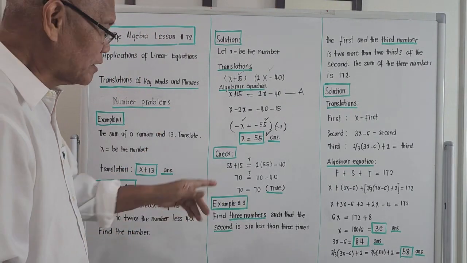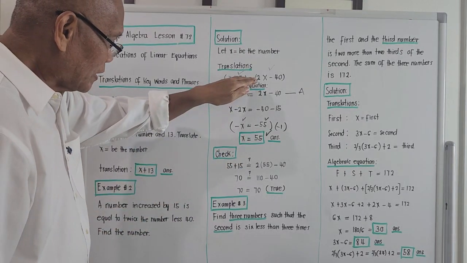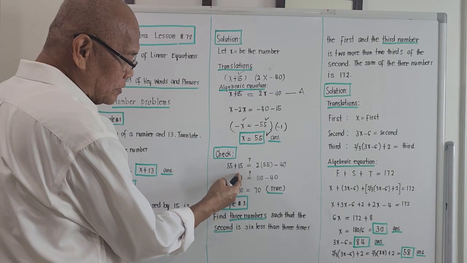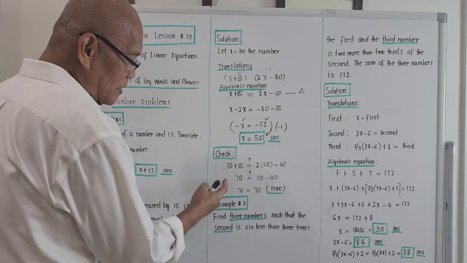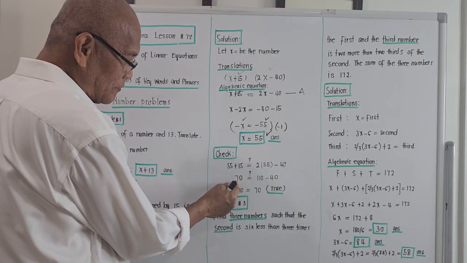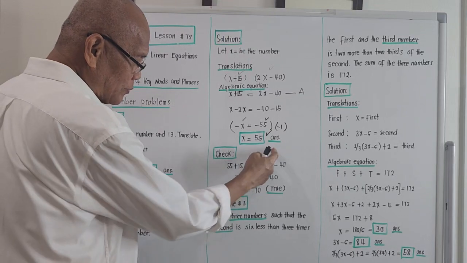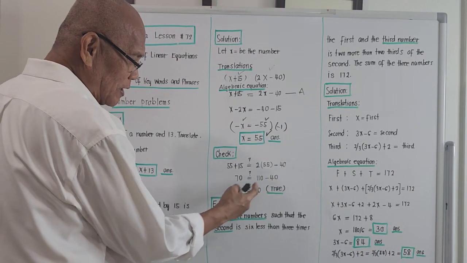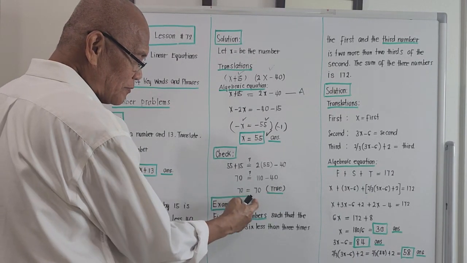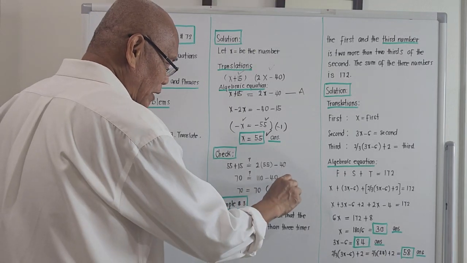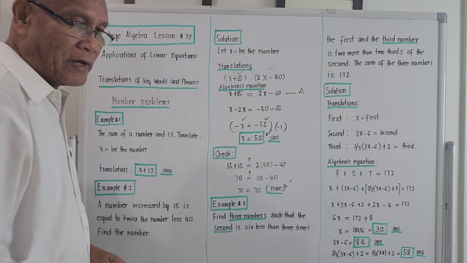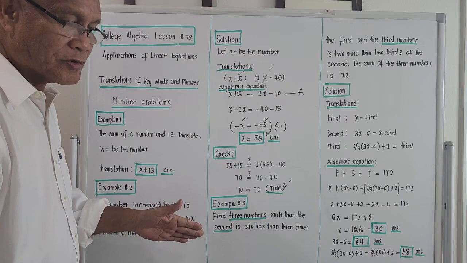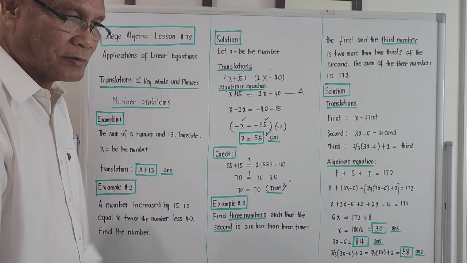Let's check the validity of the 55. We'll go back to the algebraic expression. Is 55 plus 15 equal to twice 55 minus 40? 55 plus 15 is 70, right? Is it equal to 2 times 55, which is 110, minus 40? The left hand side is 70. 110 minus 40 is 70. So 70 is 70. It is true, so our answer is correct. That's the way to solve linear equations by using translations and formulating your own algebraic expression.